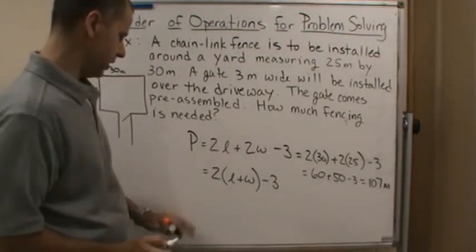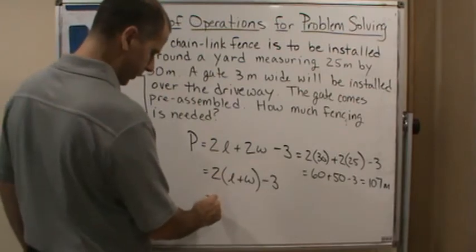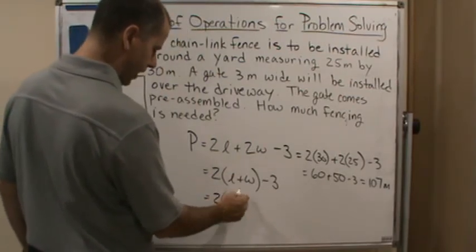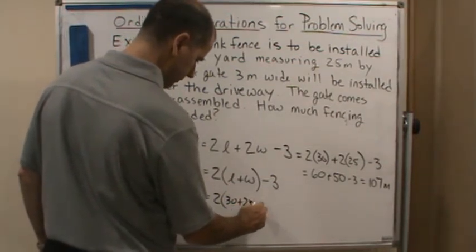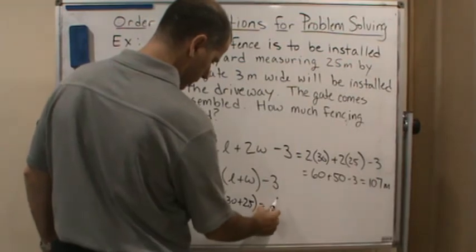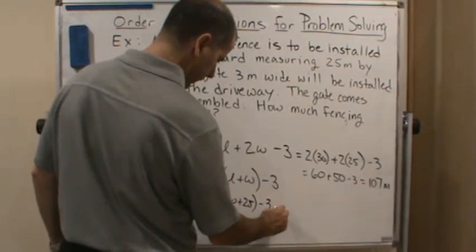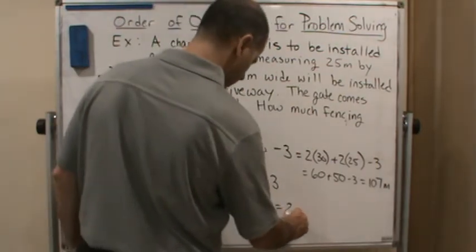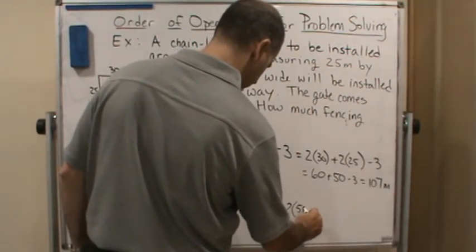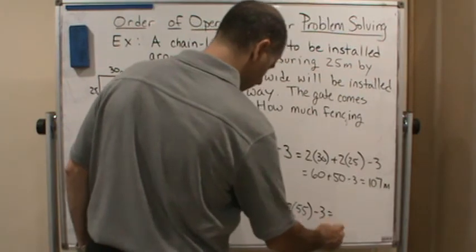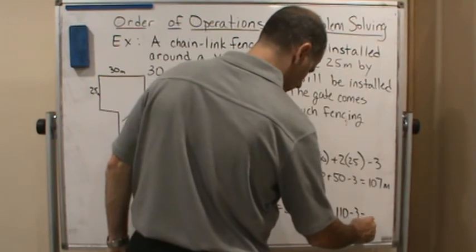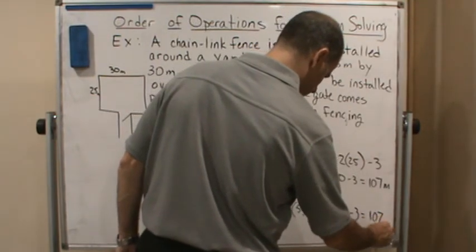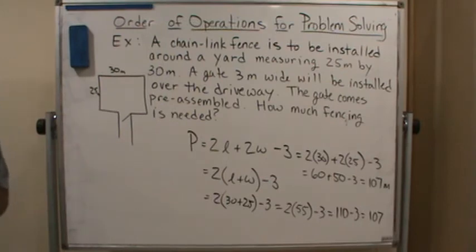Now let's do it this way, just to show you that you're going to get the same answer. This will be 2 times the sum of 30 plus 25, minus 3, which equals 2 times 55 minus 3, which equals 110 minus 3, which equals 107. So you still get the same thing. 107 meters of fencing is what's going to be needed.